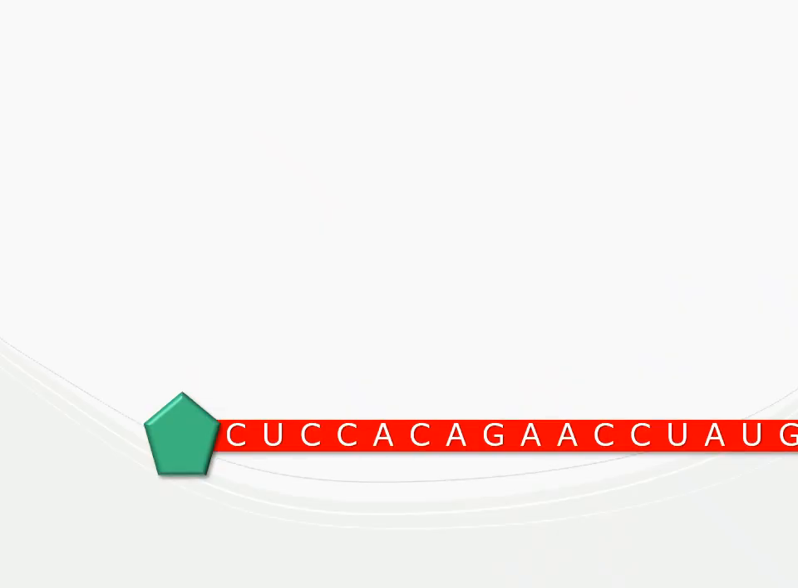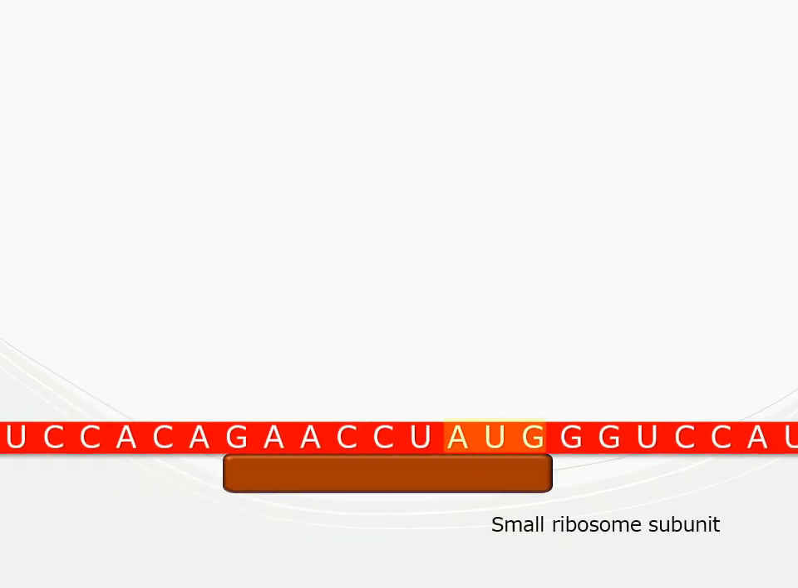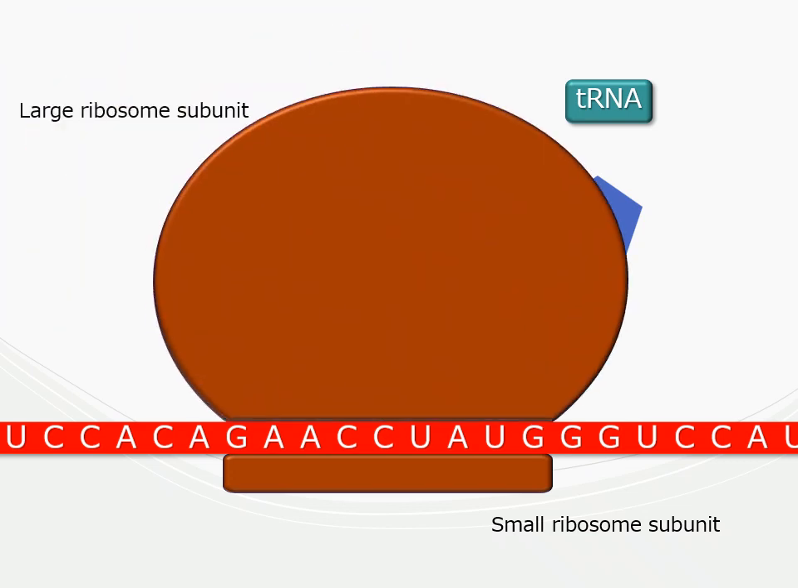Let's have a look at translation in action. It starts with the binding of the small ribosomal subunit to the mRNA and scanning to find the first AUG, which is the start codon for translation. Once that has been located, the relevant tRNA combines through complementary base pairing of its anticodon with the mRNA codon. And now, the large ribosomal subunit can be brought in.